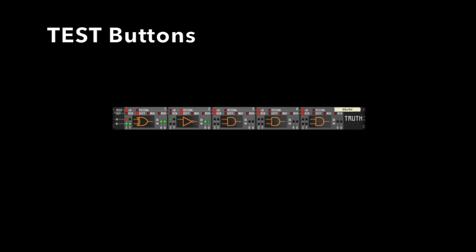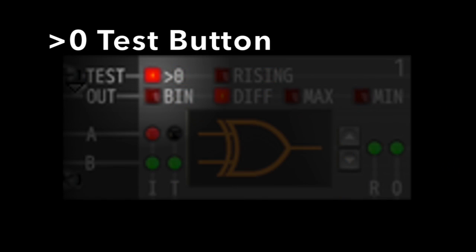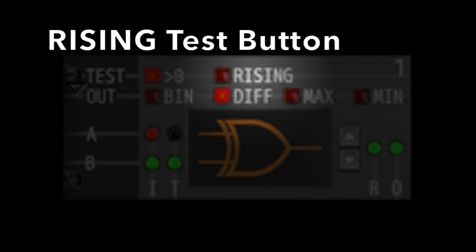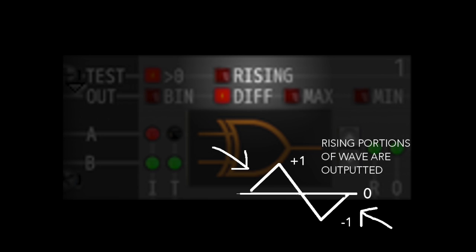So the first button is test. There is a greater than 0 and there is a rising button. And what do those two mean? So the greater than 0 means that truth will output if the CV is greater than 0. So not a negative number, it has to be above 0. The rising button means truth will output if the CV is rising. So let's look at a quick example.